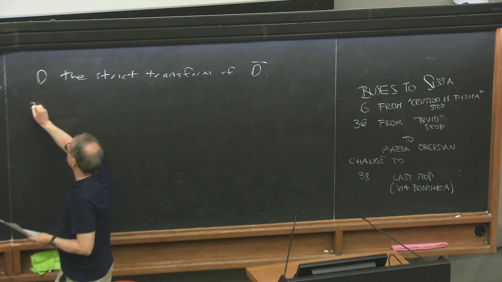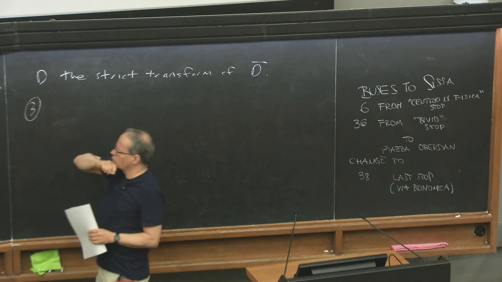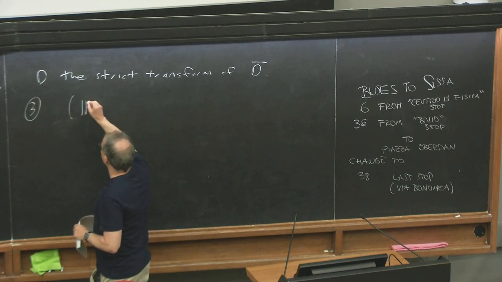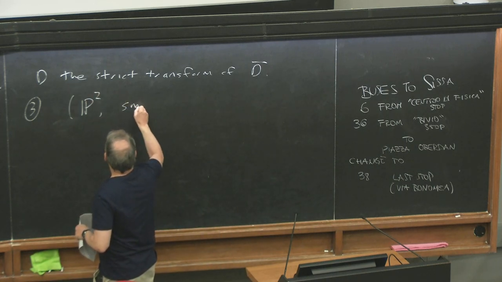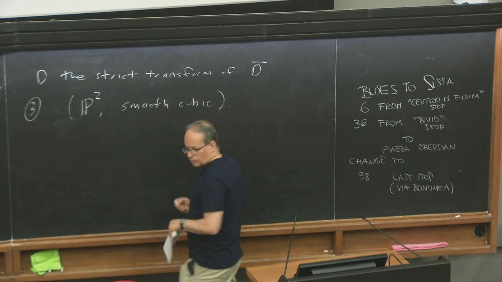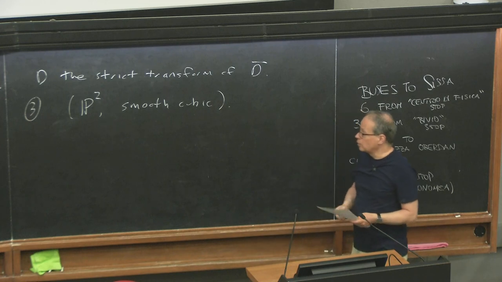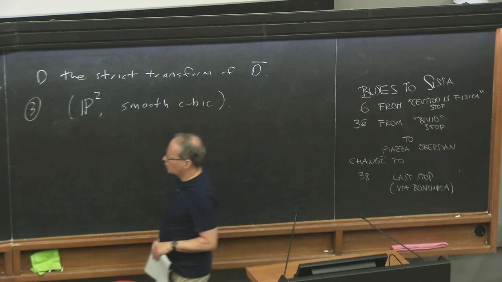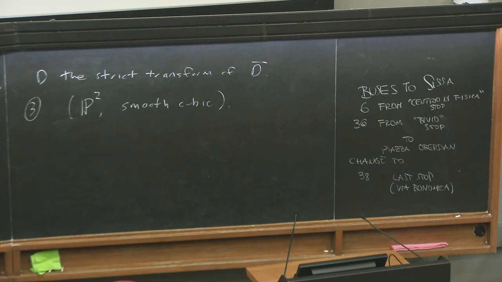And just as a third example, for which the construction also is going to give something useful, we can take the pair P2 with a smooth cubic curve. That's also allowed in this setup. Okay, so what are we going to do with this data?